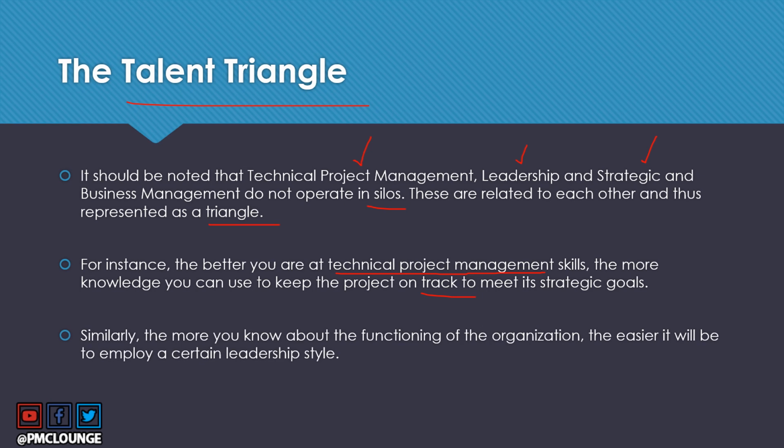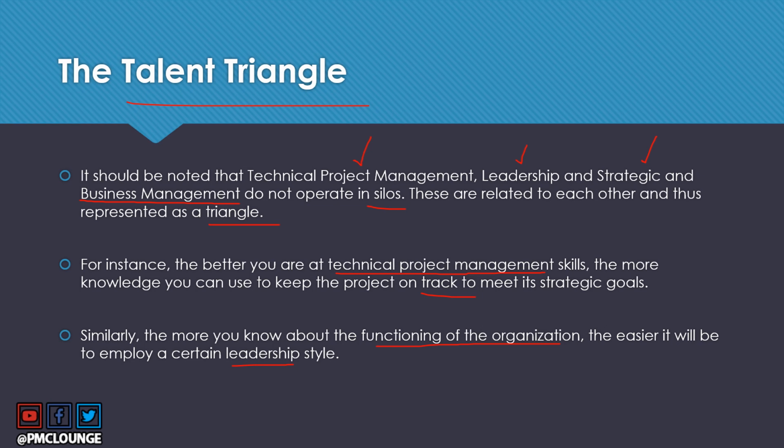Now, similarly, the more that you know about the functioning of the organization, how does the organization function, right? Who reports to whom? Who all does your project team need to contact to get things done? The better that you know about the business management side of things, the easier it will be to employ a certain leadership style, right? So the better that you know how your organization functions, the better you will be in a position to lead the project team, right? How you should behave to get things done.